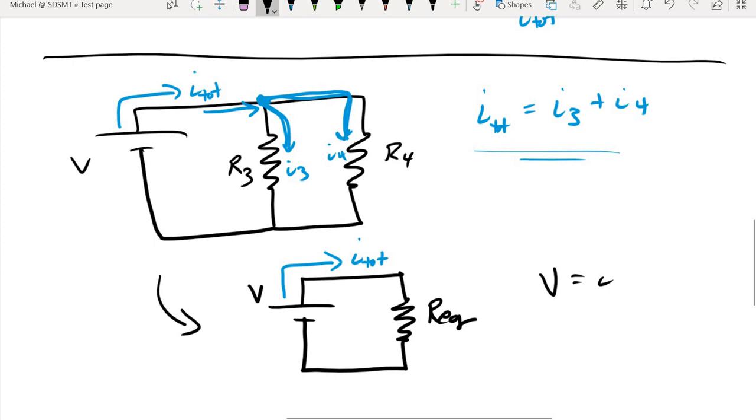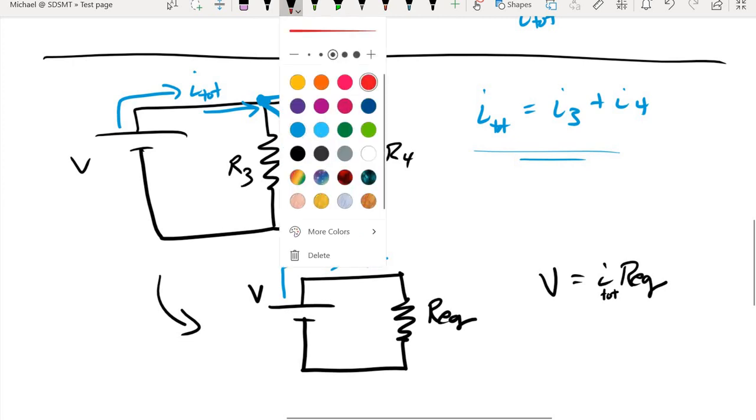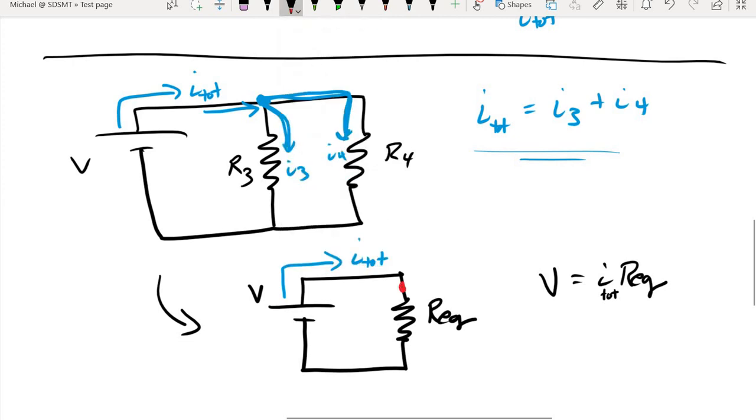We'll go ahead and apply Ohm's law to this equivalent circuit. We have some unknown equivalent resistance, but that equivalent resistance will have the total current from the battery passing through it. And just like the equivalent resistor diagram that we saw from the series case, the potential difference across this equivalent resistor is the potential difference across the battery.